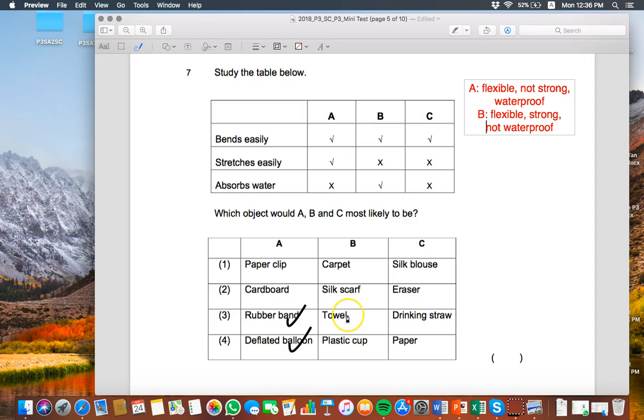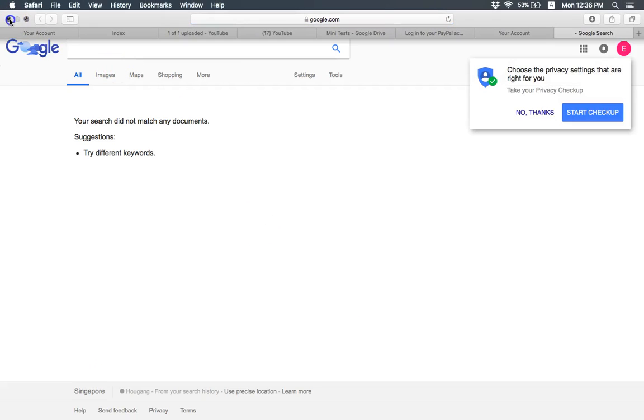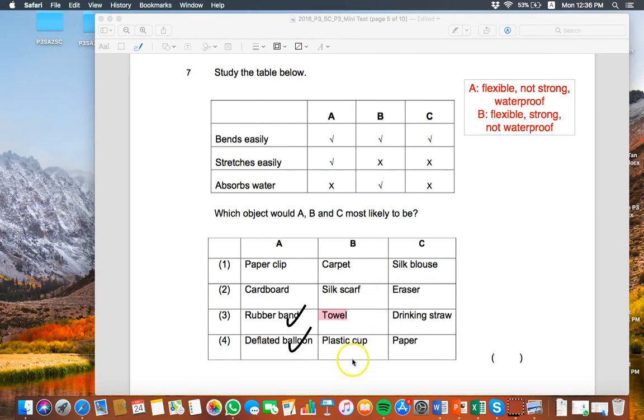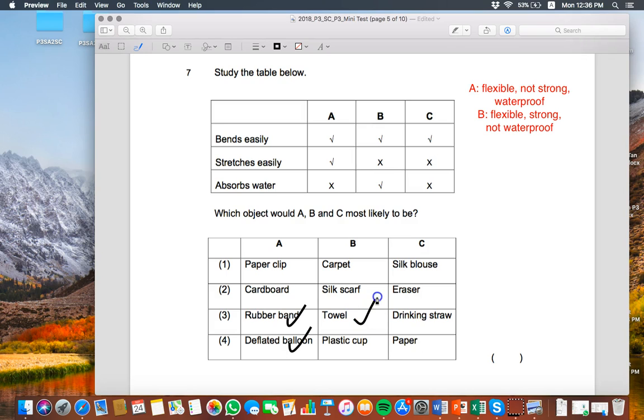So let's look at towel and plastic cup. We don't have to care about 1 and 2 because the paper clip and cardboard are already out. So we look at towel for B and plastic cup for B. Is towel flexible? Yes. Is it strong? Yes. Does it absorb water? Yes. So, tick.